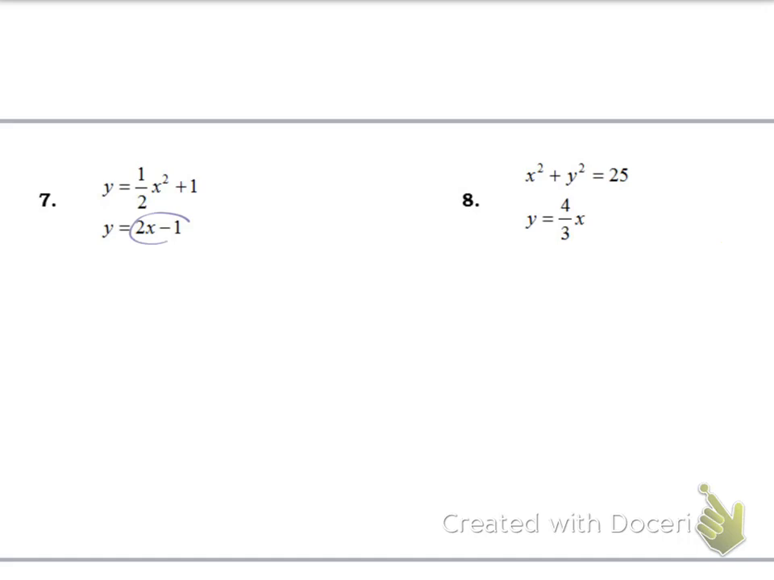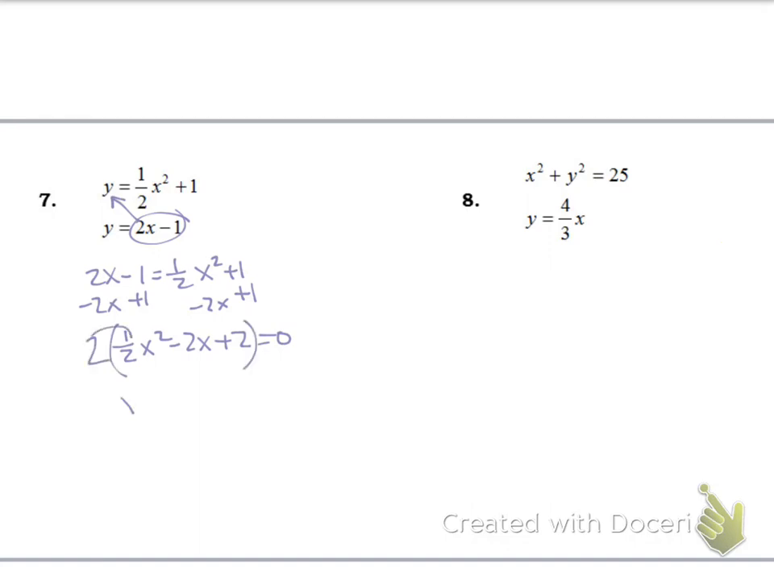Okay. I could plop this in for my y, doesn't matter which way you do it. I've got an x squared and an x, so let's bring it all over with that x squared. So we're going to subtract the 2x, add the 1 to the other one, so I got 1/2 x squared minus 2x plus 2 equals 0. To get rid of that 1/2, we're going to multiply the whole thing by 2. So I've got x squared minus 4x plus 4 equals 0.